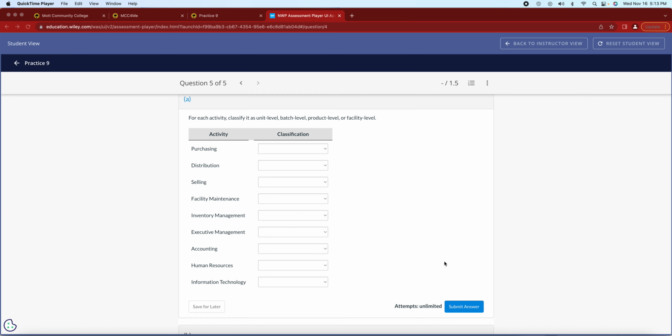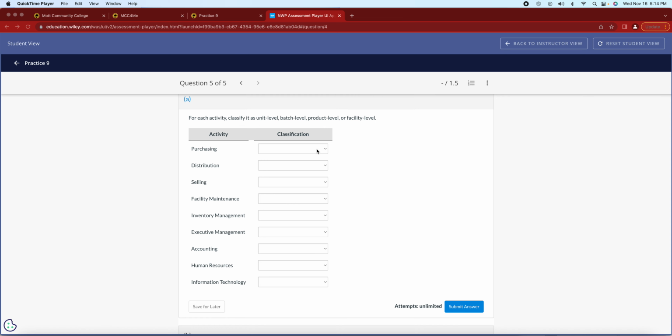If it's something on the product level, it means that just by the fact that I've launched a new product line, this cost applies to the product line. That may be something like advertising. And then facility level is exactly what it sounds like. If it's a cost that is related to the facility itself, I'm considering it to be a facility cost.